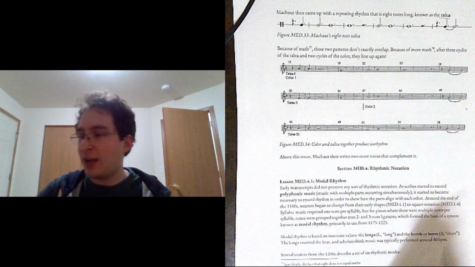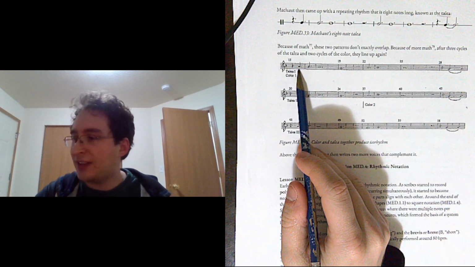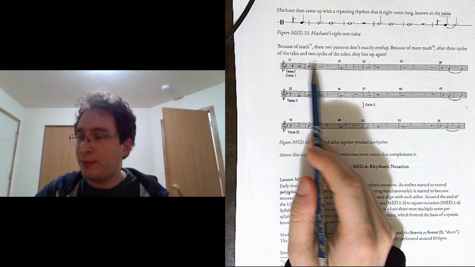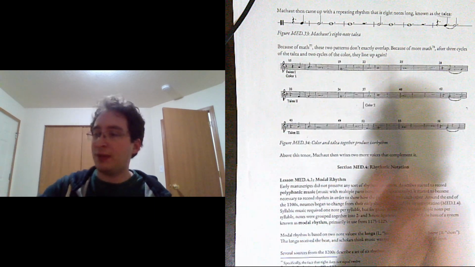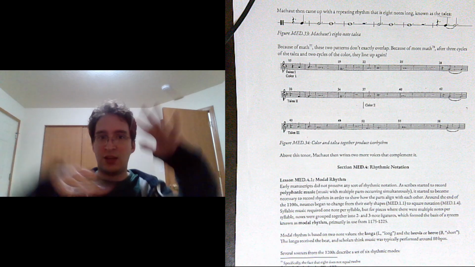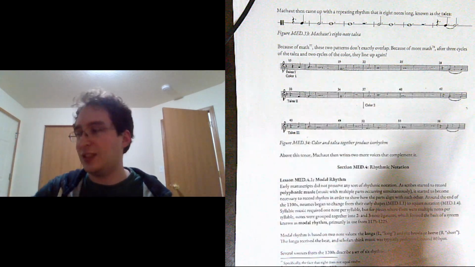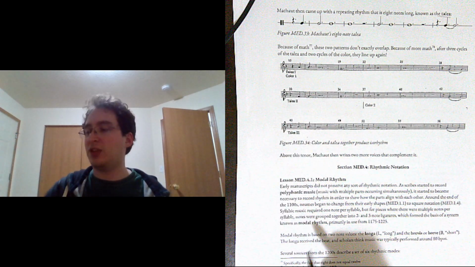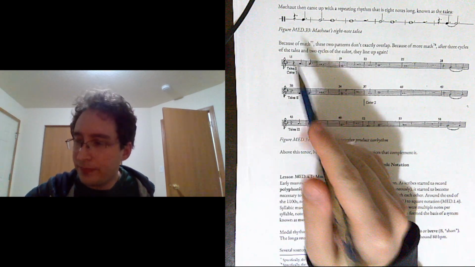Because of math, they'll line up every 3 cycles, but as they go along, you have different pitches going with different parts of the rhythmic pattern, which creates an interesting overlap of features. Even though you're using the same pitch pattern, the same rhythmic pattern, they go together in different configurations. So it'll sound like this.